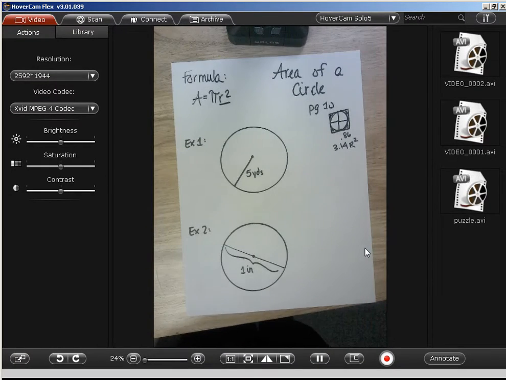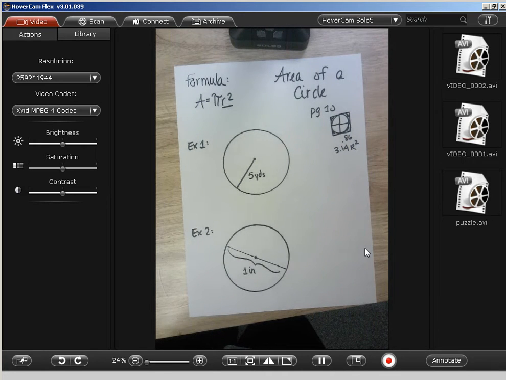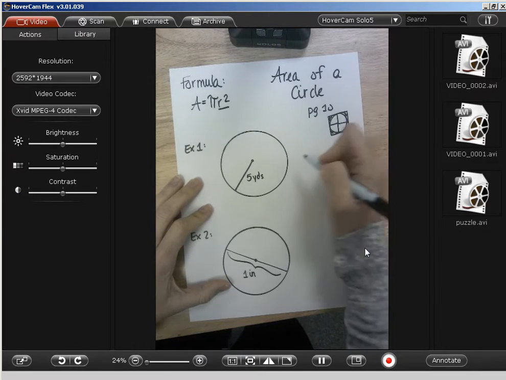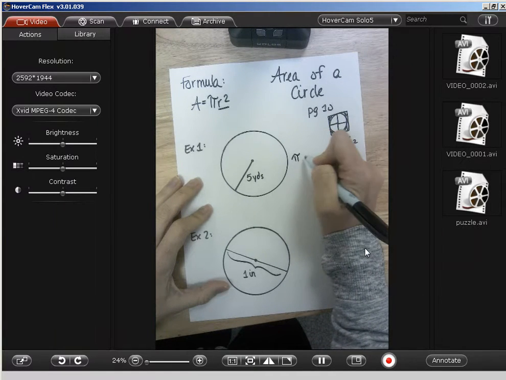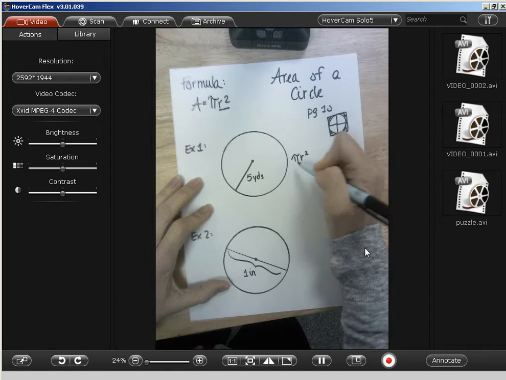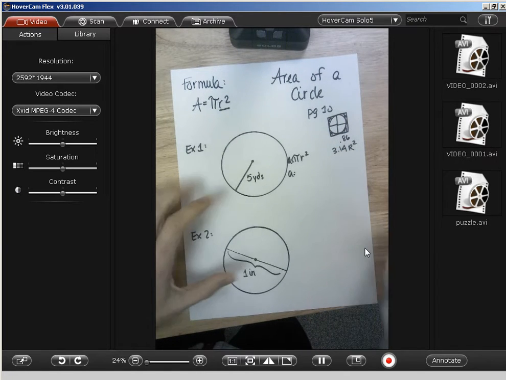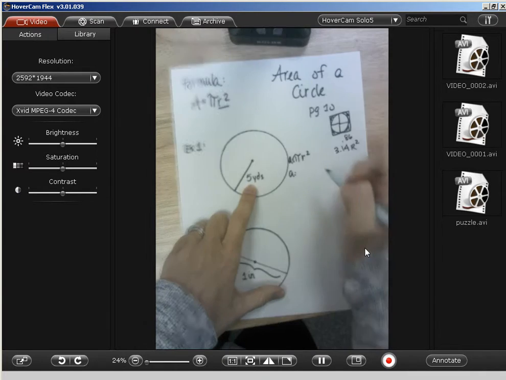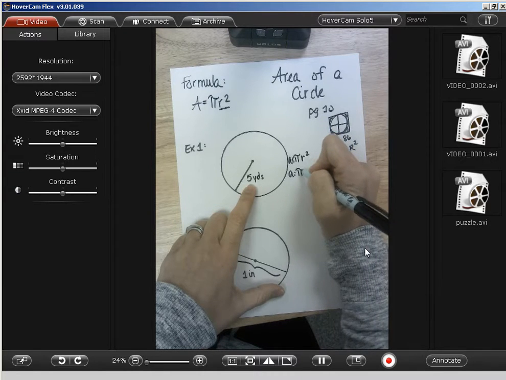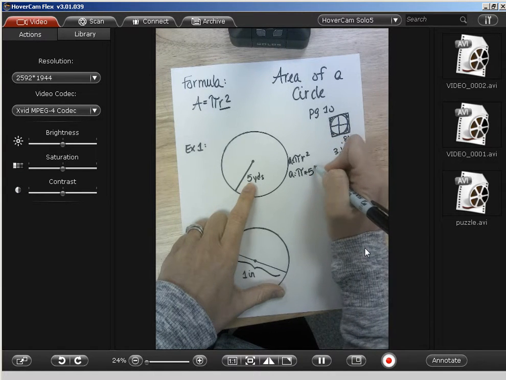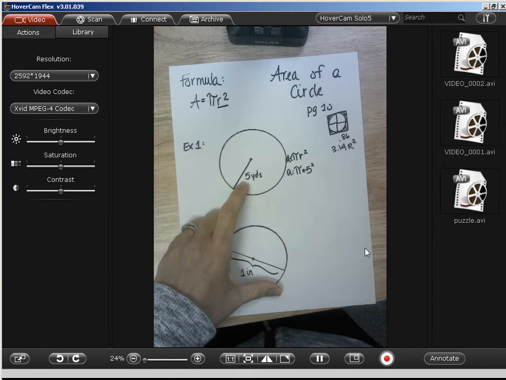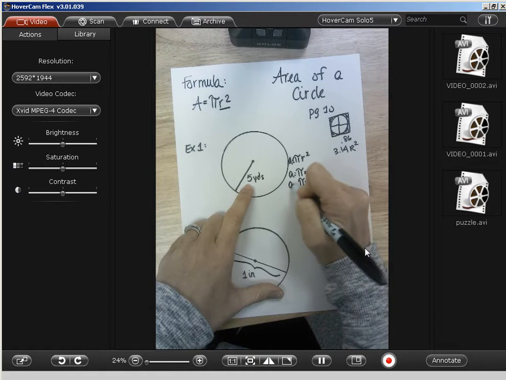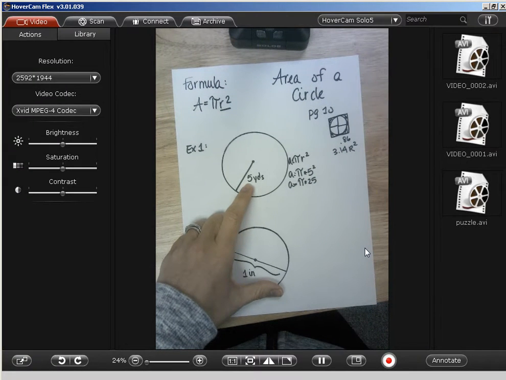Okay, so now let's do a couple of examples of our area of a circle formula. So we're going to write down our formula first, pi times radius squared. And then we're going to substitute in the value that we're given. So here we are given a radius, which is awesome because that works perfectly in our formula. So we're going to put that in, pi times 5 squared. And I know 5 squared is 25. So pi times 25. And then I'm going to multiply that.